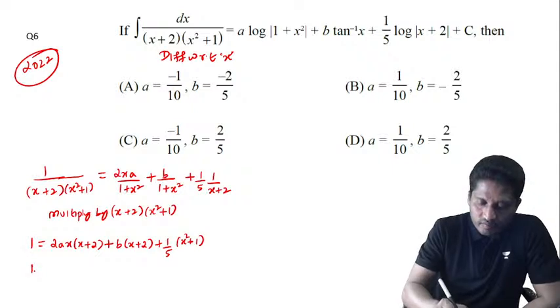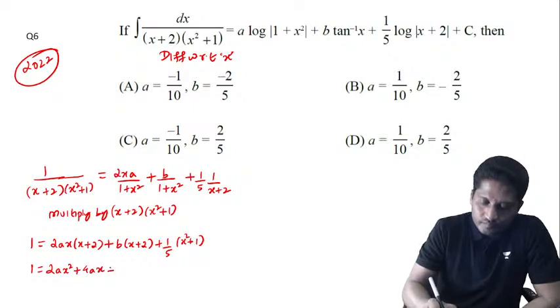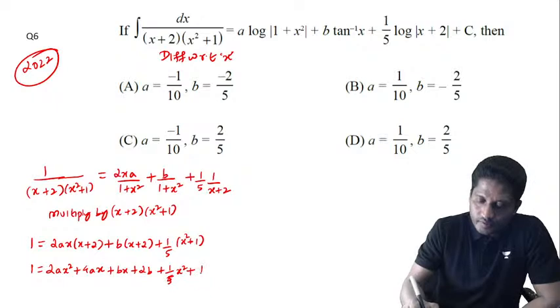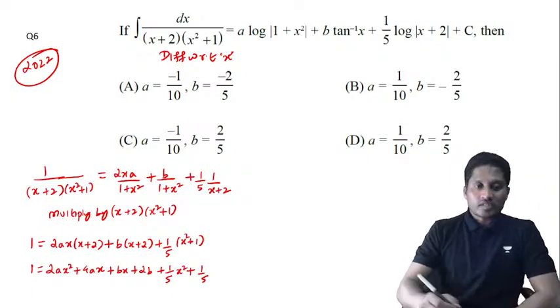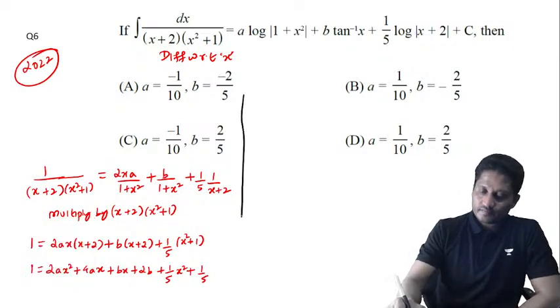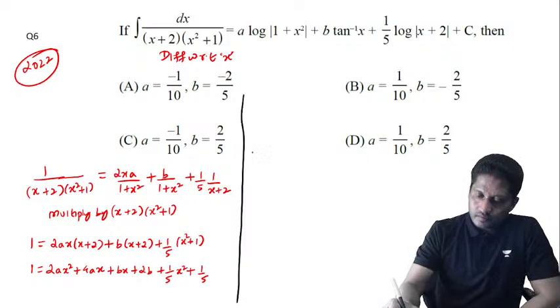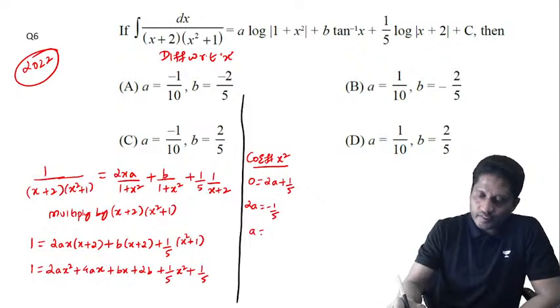Okay, now this is 1 is equal to 2ax square plus 4ax plus bx plus 2b plus 1 upon 5 into x square plus 1 by 5. What is the equation? If you equate the coefficient of x square, left side is 0 is equal to 2a plus 1 by 5. 2a is equal to minus 1 by 5, a is equal to minus 1 by 10.